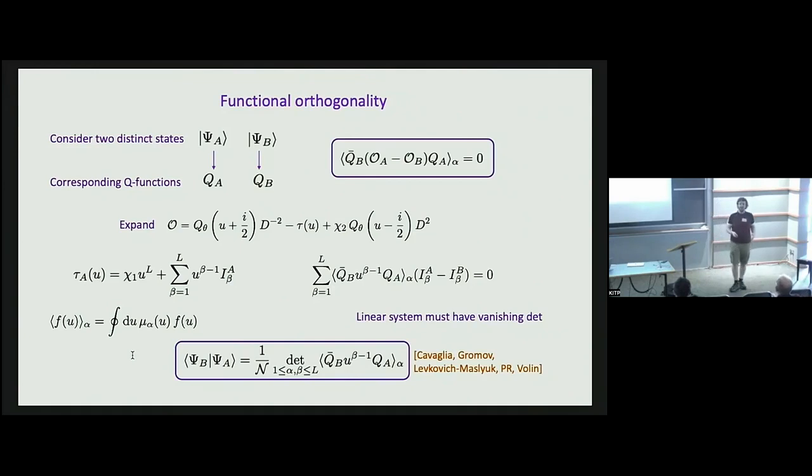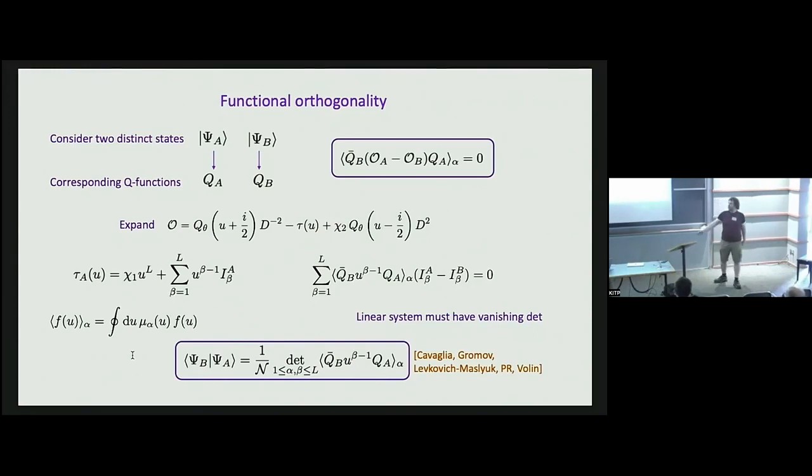But now you say to yourself, well, if these are really two different states, then there should be some integral of motion, which is some difference of integrals of motion, which is actually not 0 for two distinct states. Otherwise, this whole thing would be trivial. So in order for this to actually have a non-trivial solution, the determinant of this linear system must be 0. Okay? And what you find then is that up to a simple normalization, the scalar product between these two states is precisely given by the determinant of this linear system.